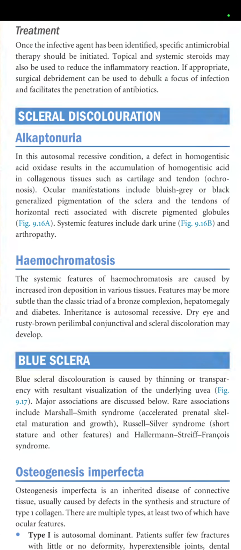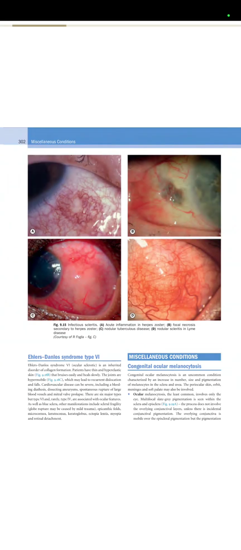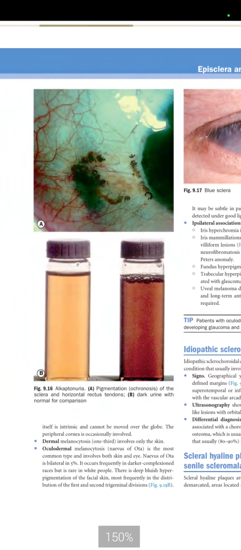Ochronosis. Ocular manifestations include bluish gray or black generalized pigmentation of the sclera and the tendons of the horizontal recti, associated with discrete pigmented globules. Systemic features include dark urine and arthropathy. So very important, this is alkaptonuria. Pigmentation, this is ochronosis of the sclera and horizontal recti with blackish deposition. B is showing the dark urine with normal for comparison. So this is alkaptonuria urine.